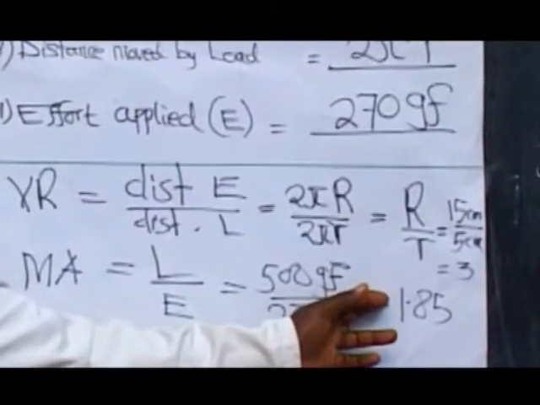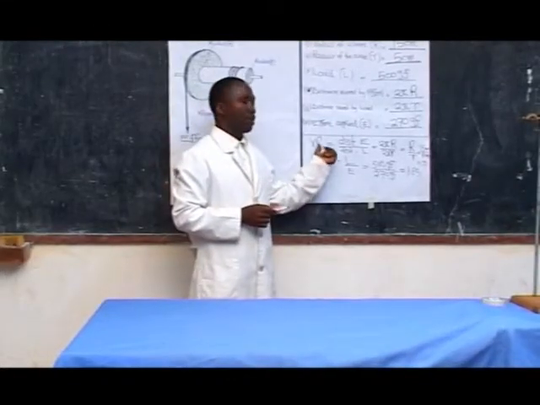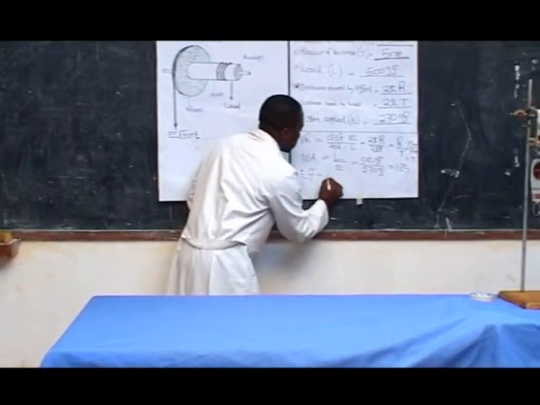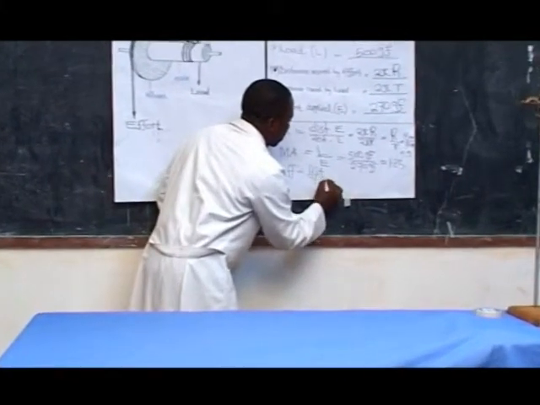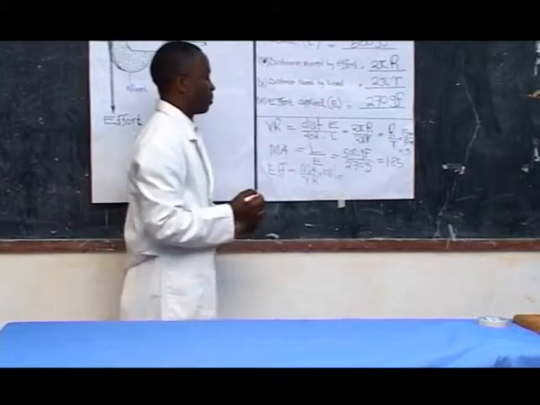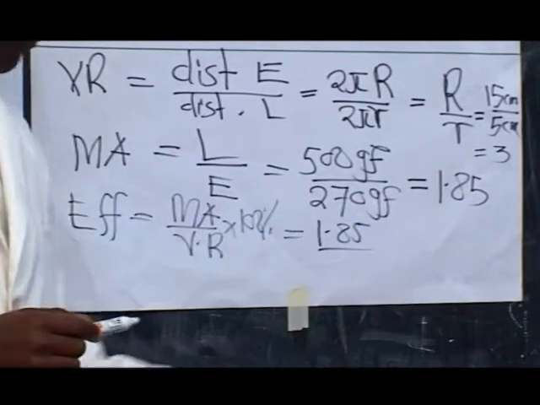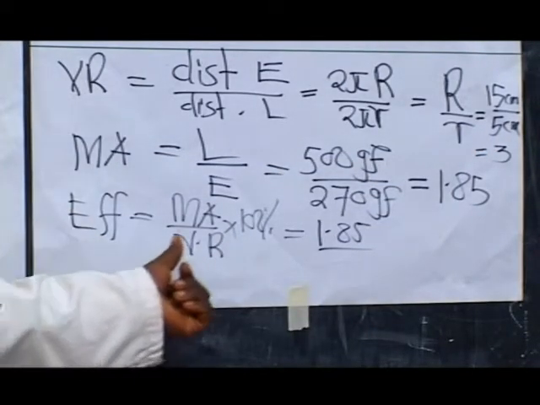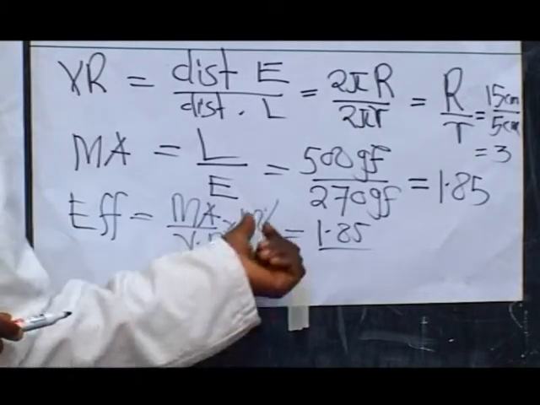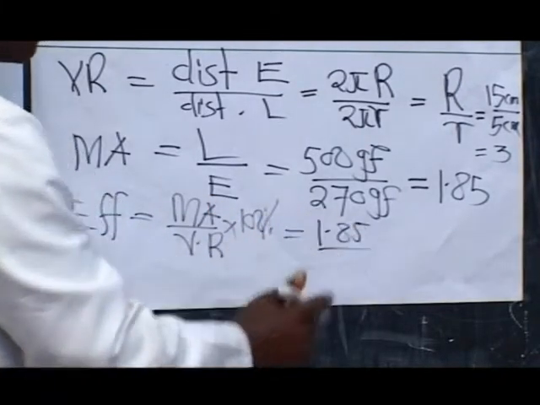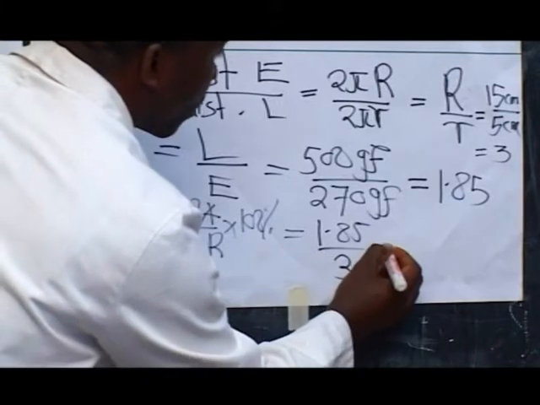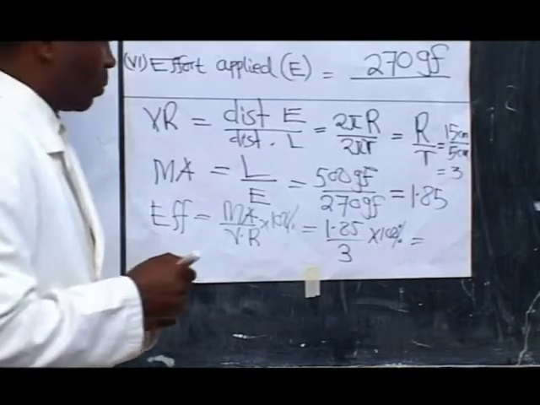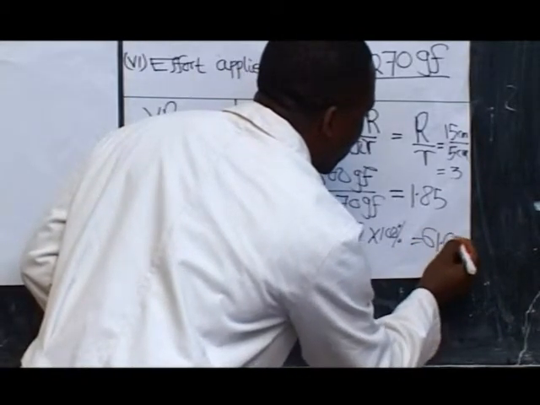The efficiency of a machine is a ratio of mechanical advantage over velocity ratio, then times 100%. Mechanical advantage is 1.85 and velocity ratio is 3. So this is 1.85 divided by 3 times 100%. Efficiency is equal to 61.67%.